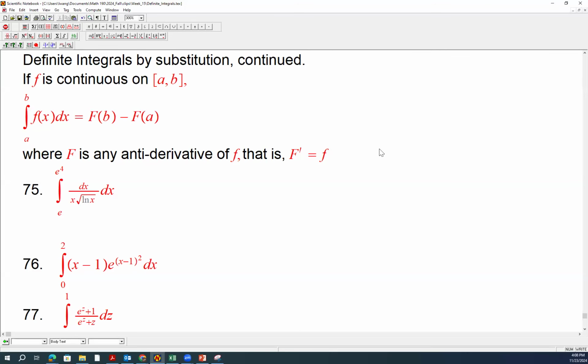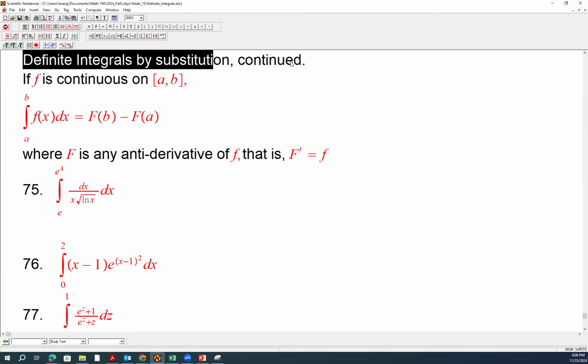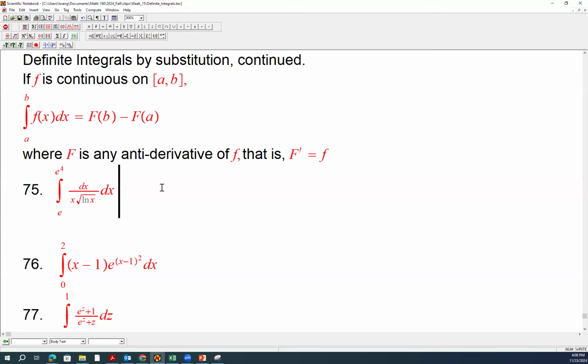Hello, this is the third part of 3 recordings on finding definite integrals by substitution. So we're going to apply the fundamental theorem of calculus part 2. And in these lessons, we want to show you how to show work, which I believe is a question of many students.